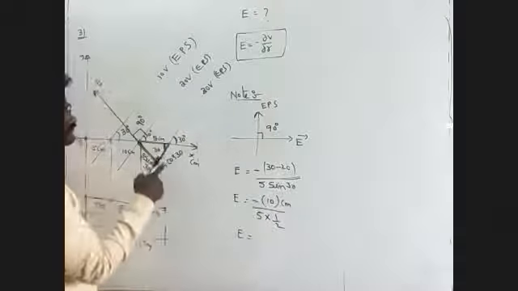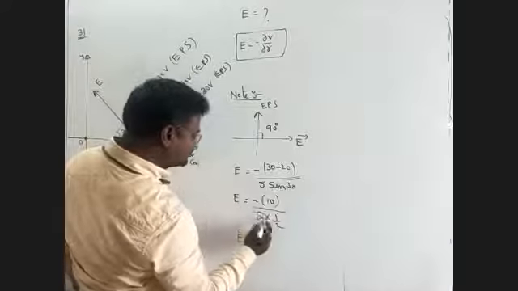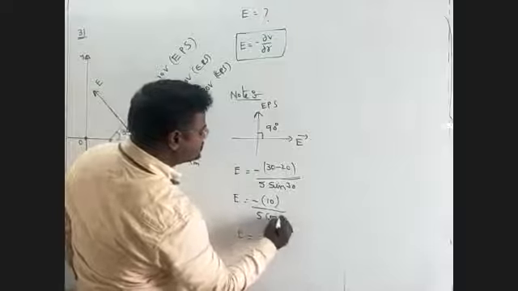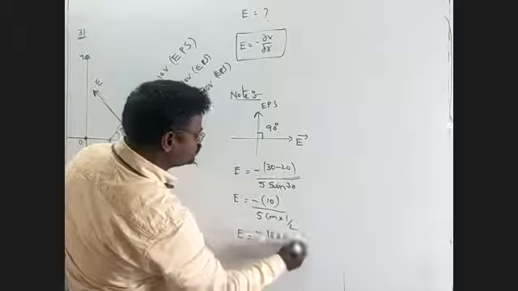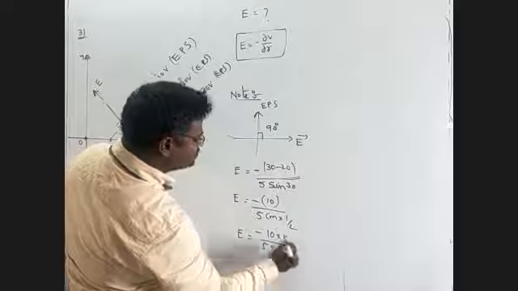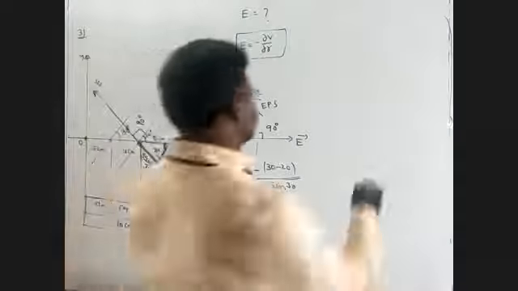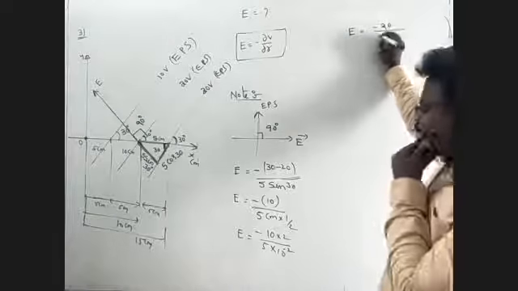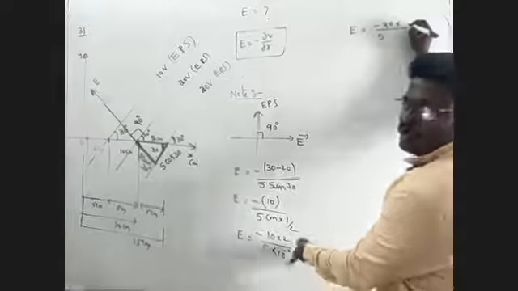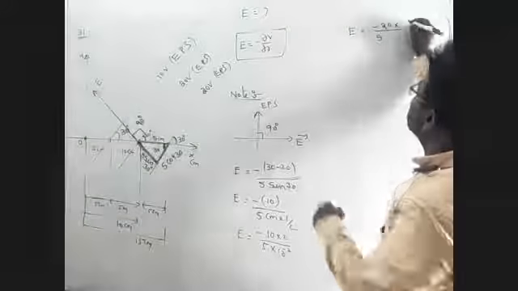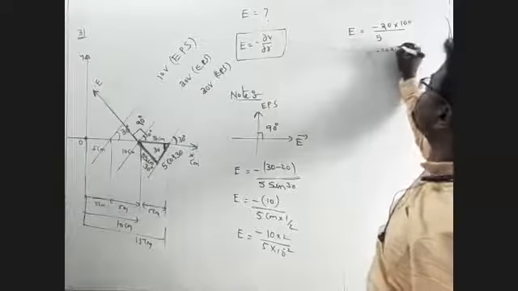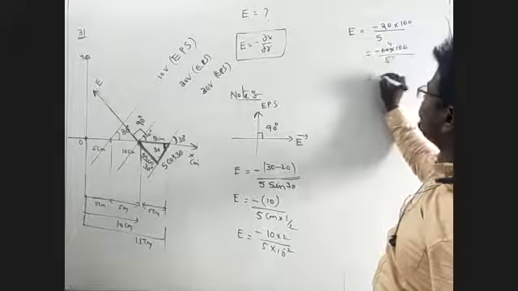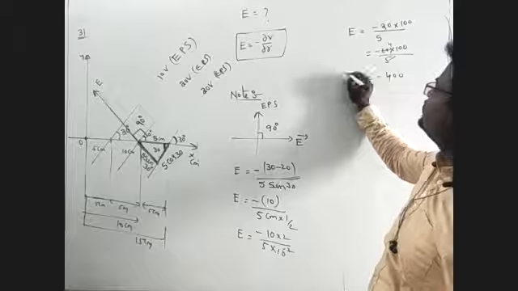The distance is in centimeters, so 5 centimeters times 1 by 2. Minus 10 into 2, taking it upside. Centimeter means 10 to the power of minus 2, so taking it upside is 100. E is equal to minus 20 into 100 by 5. 5 4s are 20, so what is the value? Minus 400. This is the E value.